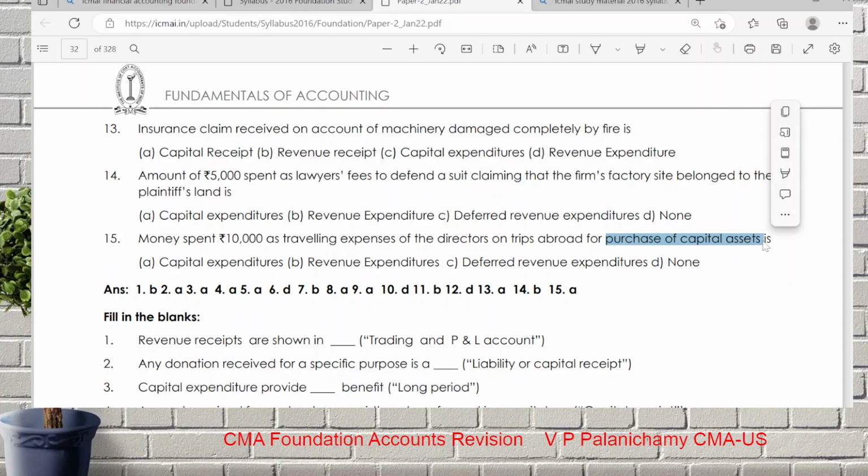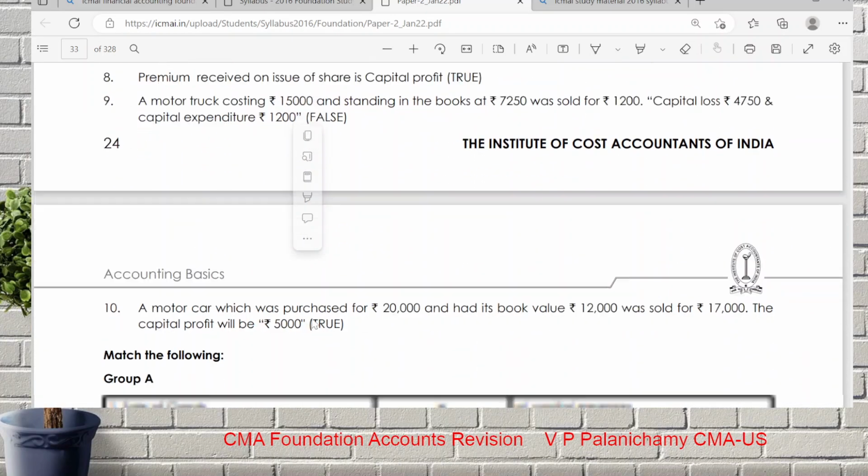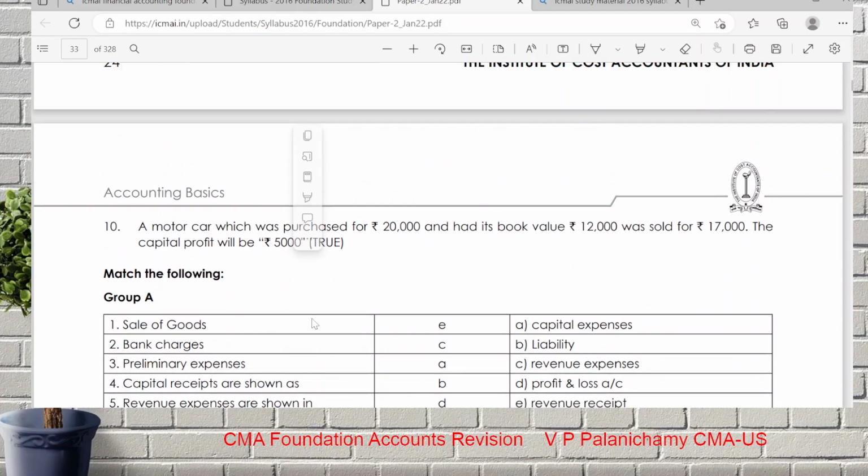10,000 spent for traveling expenses to directors for purchase of capital asset. Directors எதுக்கு travel பண்றாங்க? Business purpose ka asset purchase பண்றதுக்கா. Asset purchase பண்றதுக்காக travel பண்ண, it is part of cost of the asset. So it becomes capital expenditure. So go through all these things. It is most important. Please go through all these things.